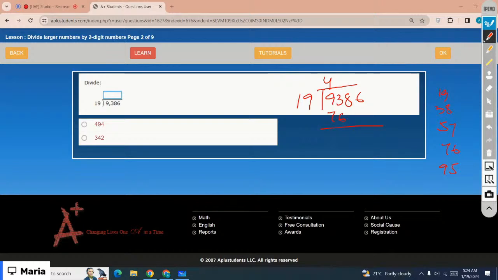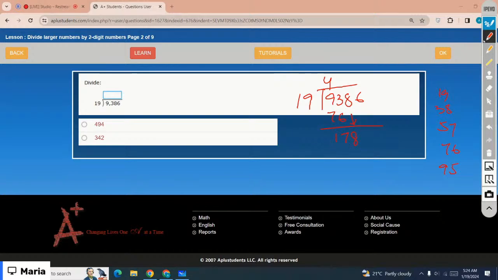So you are guessing the answers. Please do not guess. Try to solve so that you can know how to divide. Otherwise, if later you are going to try, you don't know how to divide. So please give it a try, right?